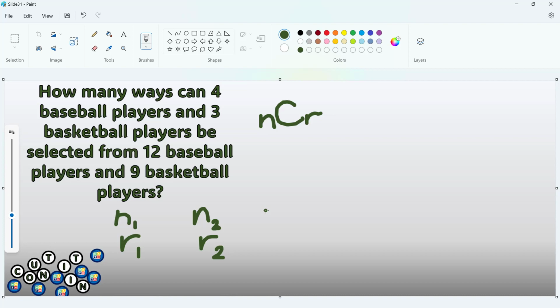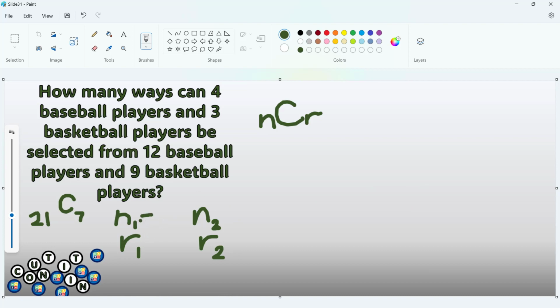If it's only taking 7 from 21, with no specification of the number of baseball or basketball players, then it's simply 21 taken 7. So it will just be like this supposedly: 21 taken 7. But then again, the specifications are defined. So let's start with baseball players. That will be our sub 1s.